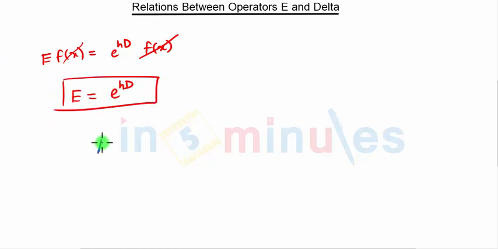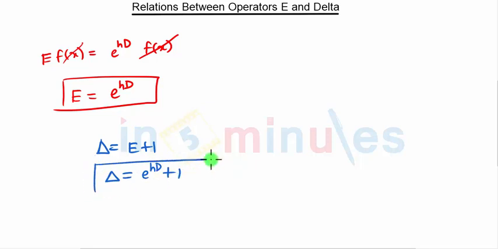And what is delta? Delta is nothing but E minus 1, which we just saw. We get delta equal to e raised to hD minus 1. So this is the second relation. So these are the relationships between operators E and delta.